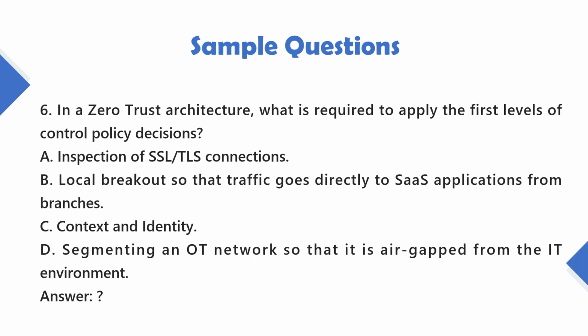6. In a zero-trust architecture, what is required to apply the first levels of control policy decisions? A. Inspection of SSL, TLS connections. B. Local breakouts so that traffic goes directly to SaaS applications from branches. C. Context and identity. D. Segmenting an OT network so that it is air-gapped from the IT environment.